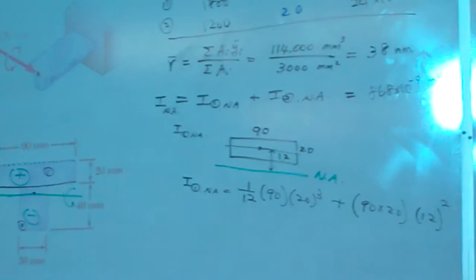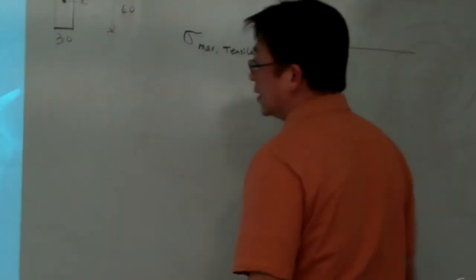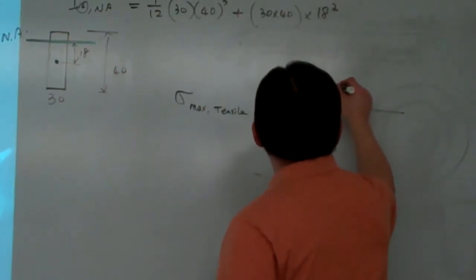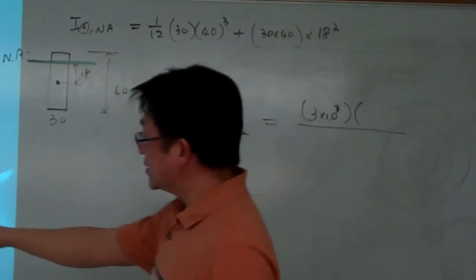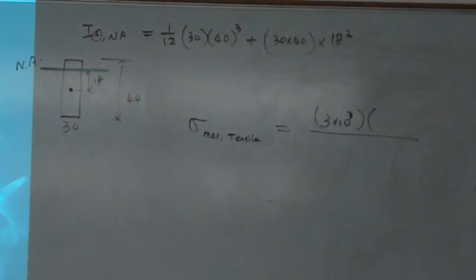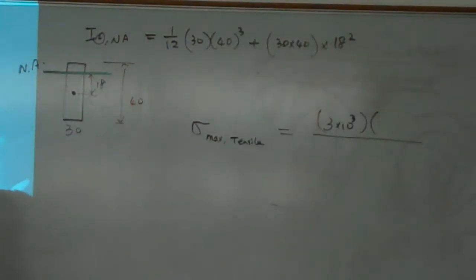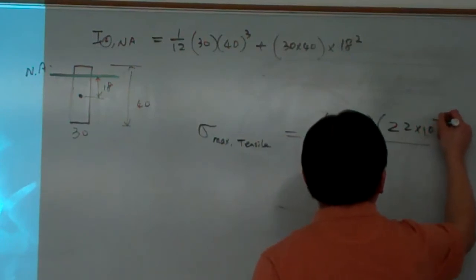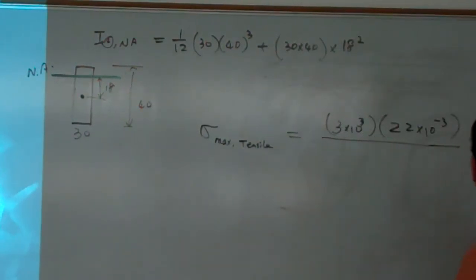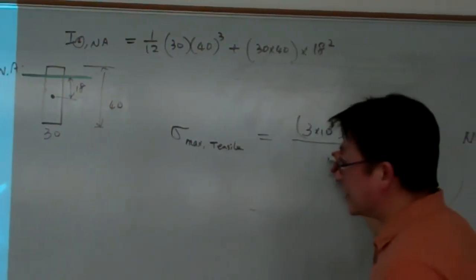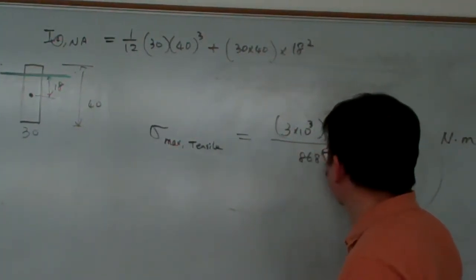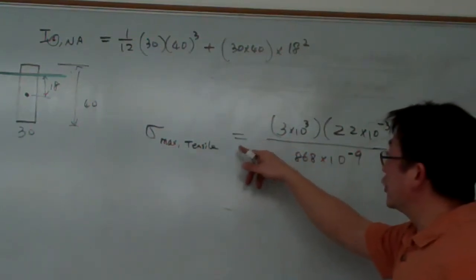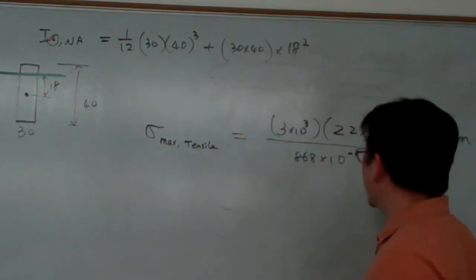Okay, so here the N is how much? 3.3 kilonewton. And y is the distance from the neutral axis to the top, and that will be 22. Everything will be converted into newton meter units. And I is 868 times 10 to the minus 9. So this one, we already know that is tensile, and this one we simply work on the magnitude.